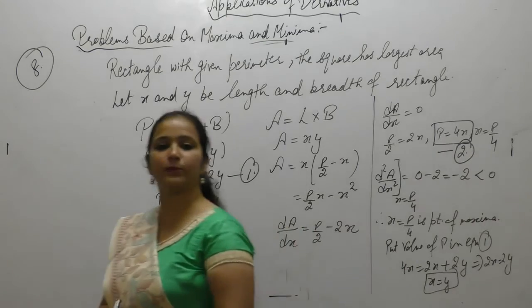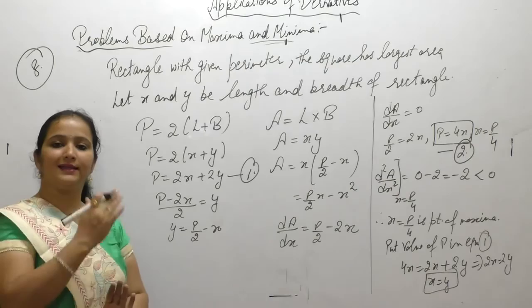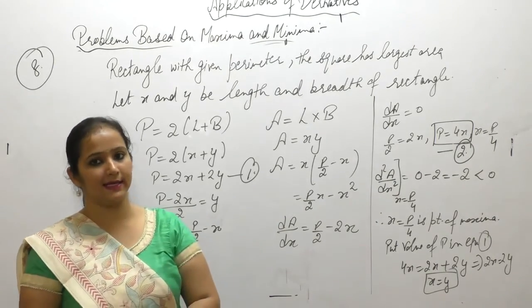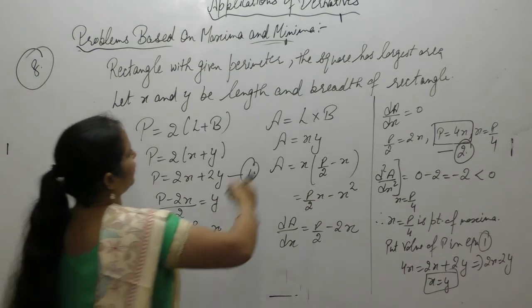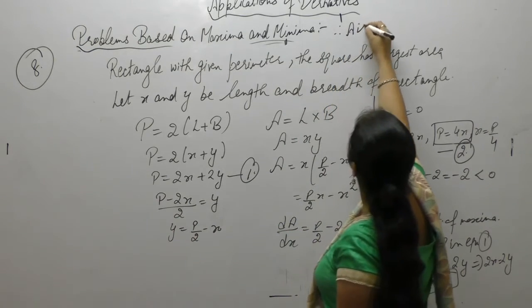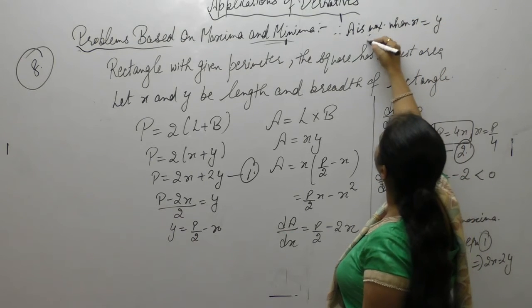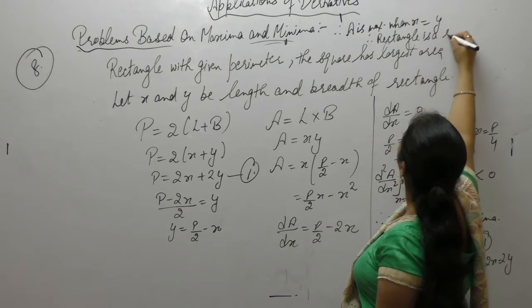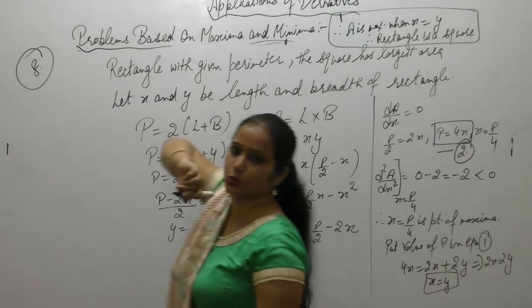If length and breadth both are equal, it means all sides of the rectangle are equal. Then it makes a square, because a square has all sides equal. Therefore, write down: A is maximum when x is equal to y. Therefore, the rectangle is a square.